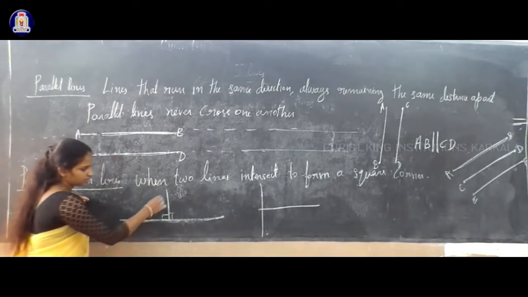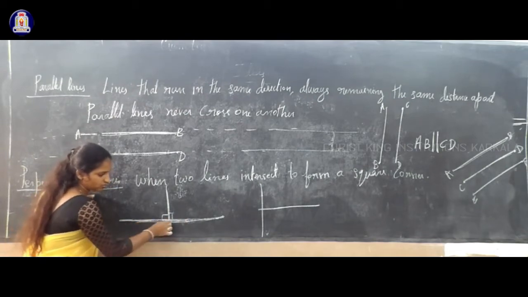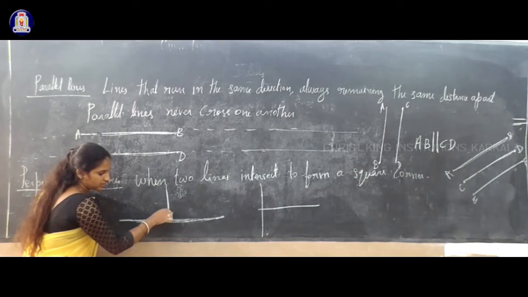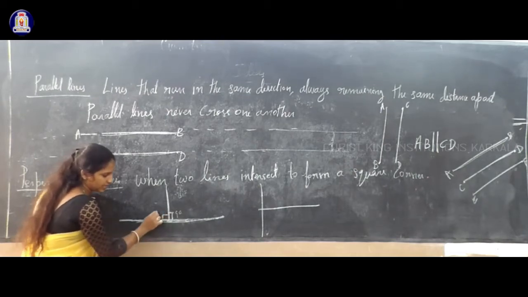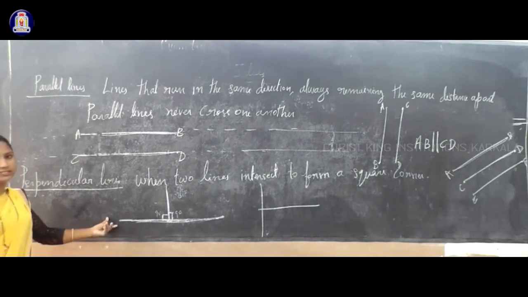That means, see here, one line will intersect another line, correct? It will cross the other line and form a square corner. See here, this angle is 90 degrees and this angle also makes 90 degrees. This is what we call perpendicular lines.